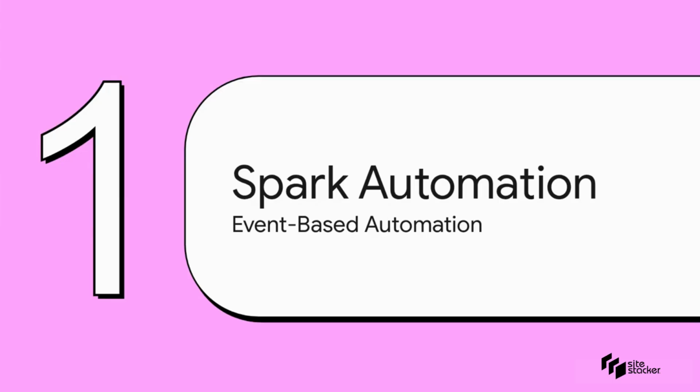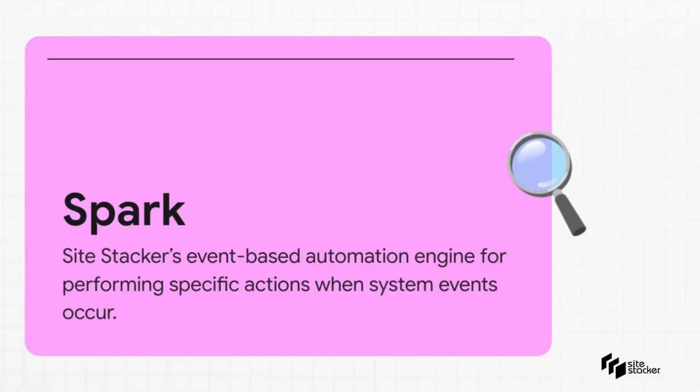And that is exactly where Spark Automation comes in. Seriously, you should think of it like your own personal assistant who lives inside SiteStacker, just waiting to take all those tedious tasks off your plate. So, what is Spark, really? Okay, the technical term is an event-based automation engine, but all that means is that when something specific happens in your system, we'll call that the event, Spark sees it and automatically does a specific action that you told it to do. That's the outcome.